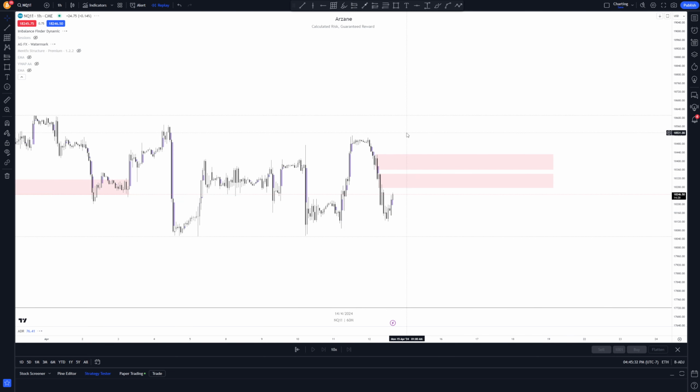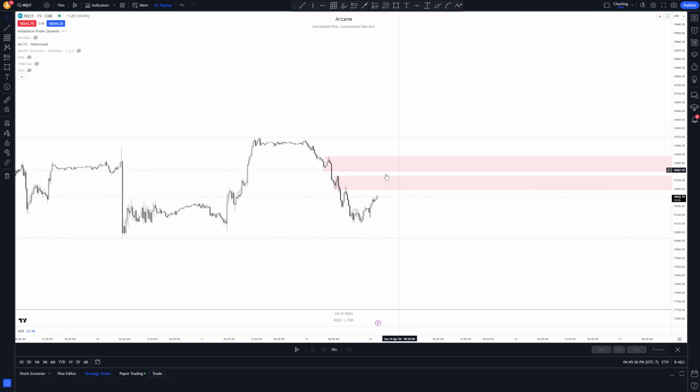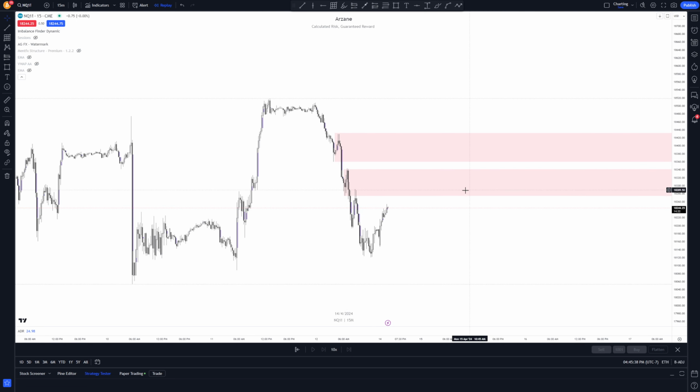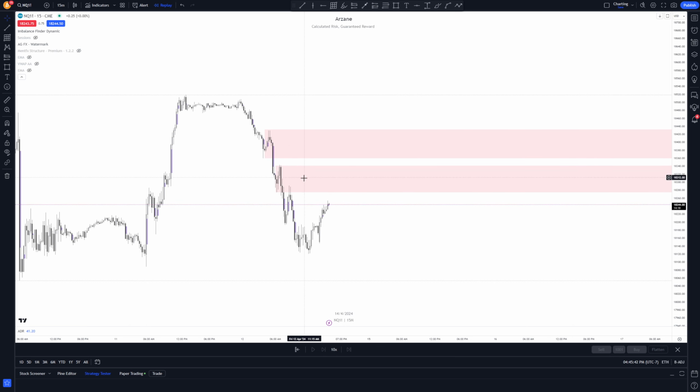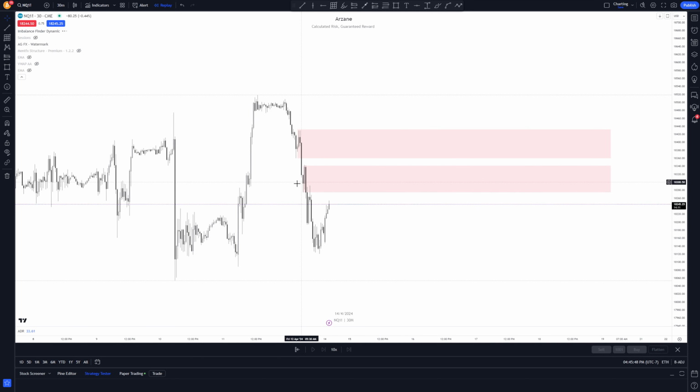Yeah, you can see this works. It's not like I'm just making this stuff up. We can see that the 15-minute did come into this area, so there is a chance that it just runs through it. But again, I don't just trade off of boxes. I will confirm it with a lower time frame.